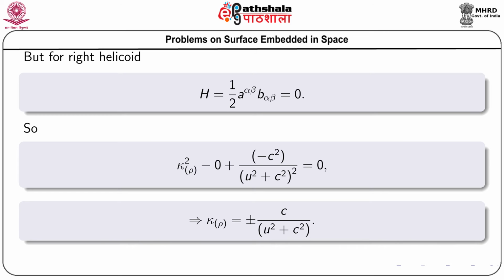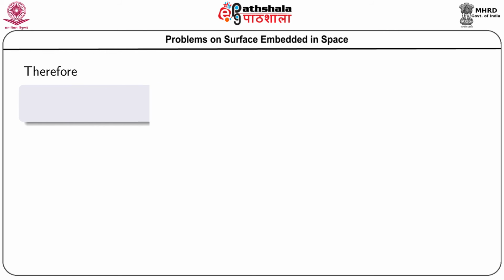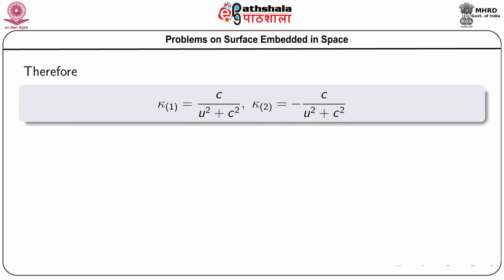So, these are the principal curvatures we are getting. Kappa 1 equals c by u square plus c square, and kappa 2 equals minus c by u square plus c square. So, these are the two principal curvatures for the surface of right helicoid.